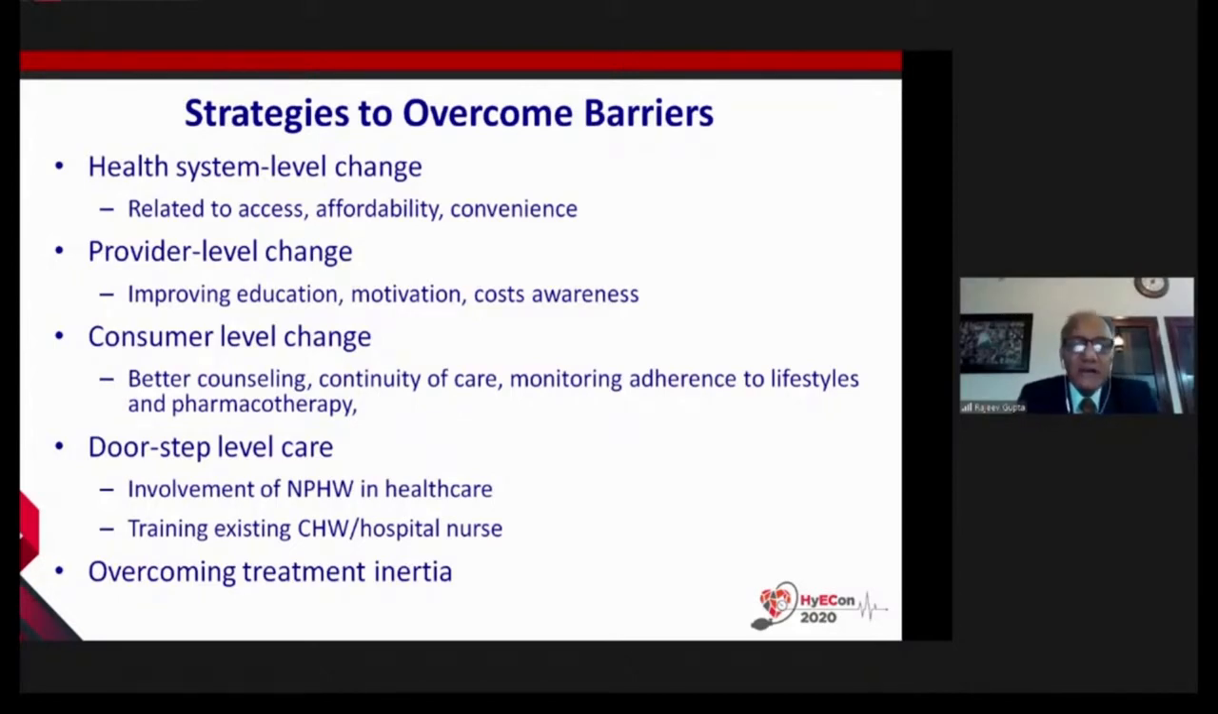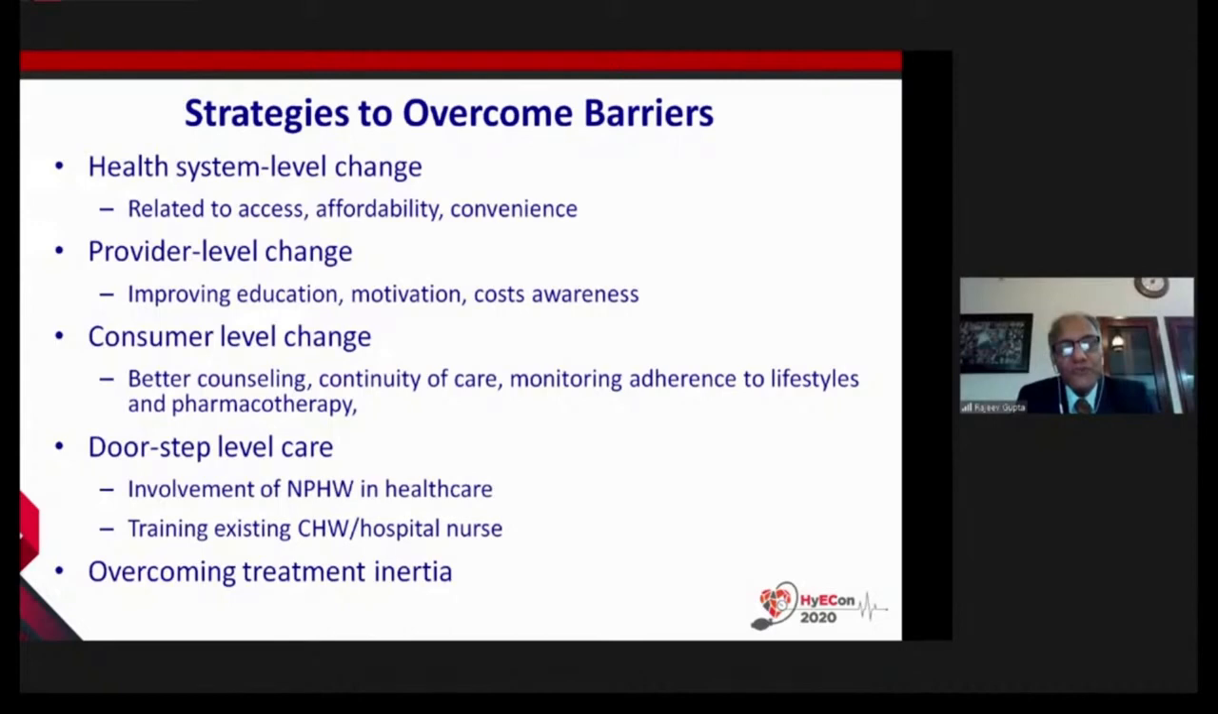And I think in India, especially in the rural population, it is very important that the care of hypertension moves away from physicians. It has to be a non-physician healthcare worker. In some of our trials, we have clearly shown that if you have a non-physician health worker in the process of care, adherence and compliance improve. For that, we can train existing healthcare workers or a hospital nurse.